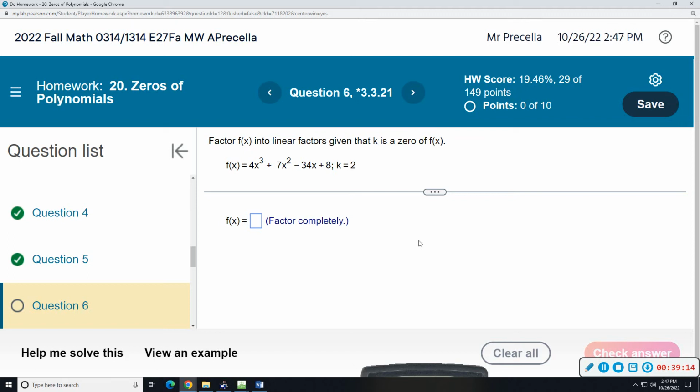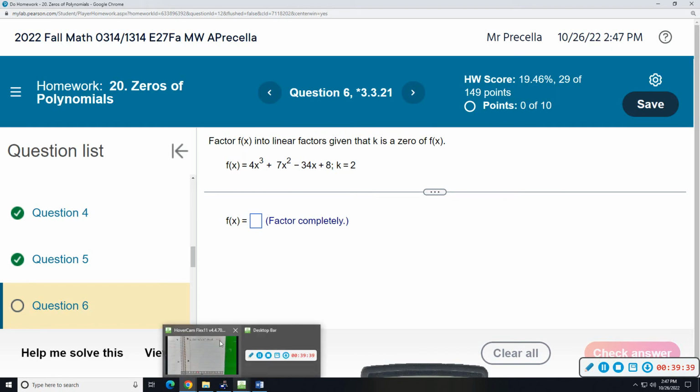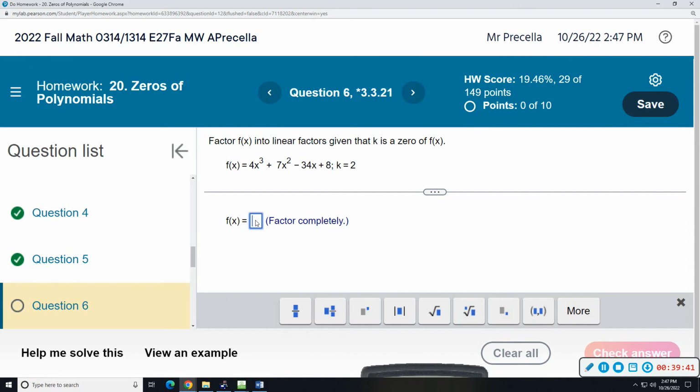While we're thinking of it, before we do anything else, what's the factor associated with this 0, k equals 2? It's going to be x, what? Plus 2 or minus 2? Minus 2. Remember, the factor is exactly the opposite of the k value. You see a positive 2, so the factor will be x minus 2. I'm going to write that down right here.